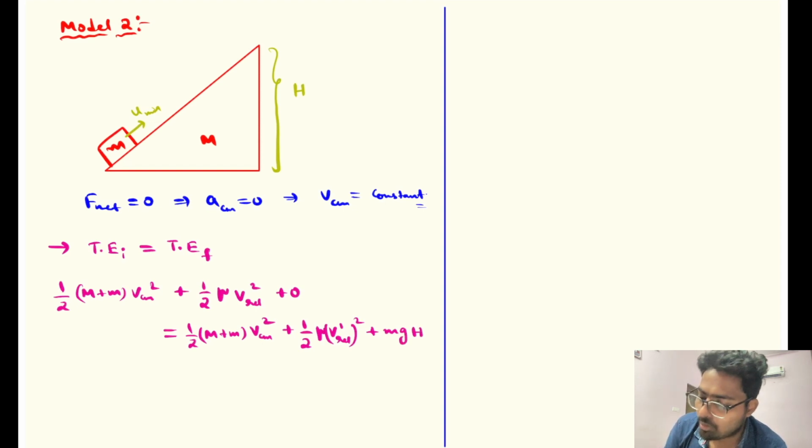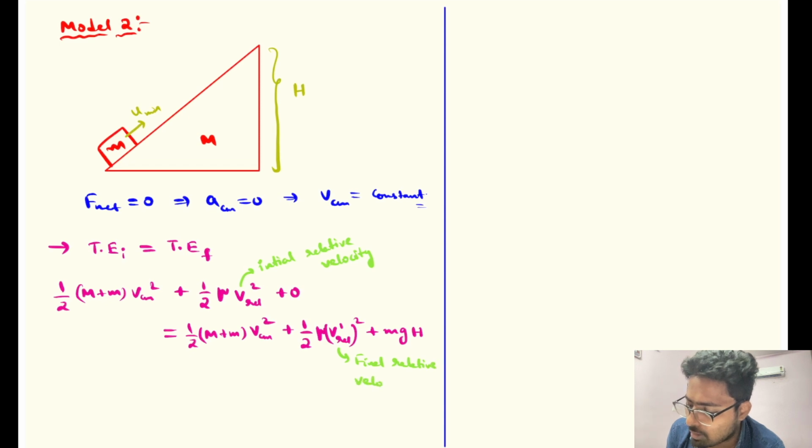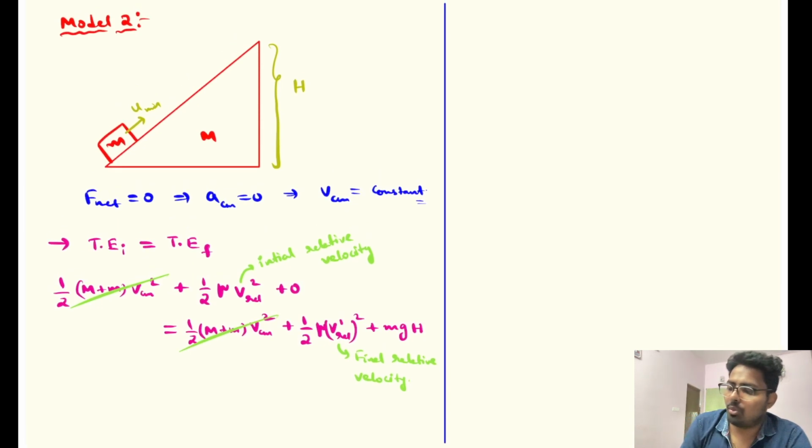Sir, what is this V relative? This V relative is the initial relative velocity, fine. And what about this V relative dash? The final relative velocity, fine. So that means in this question, the center of mass terms on both sides will get cancelled. Now if you want u minimum, obviously I'll take the right side, I want to take the minimum value. What is the minimum value for any square?